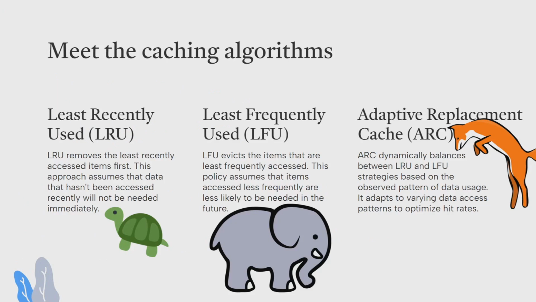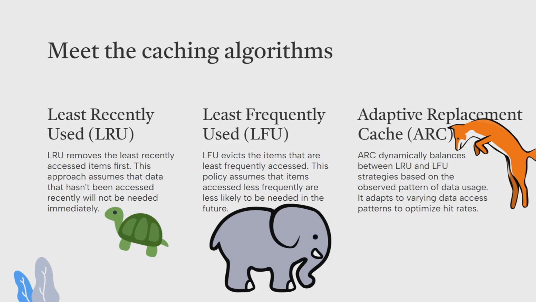So here, let's finally get to the bread and butter, the caching algorithms themselves. Here we have least recently used, LRU, least frequently used, LFU, and adaptive replacement cache, ARC. LRU removes the least recently accessed item first. This approach assumes that the data that hasn't been accessed recently will not be needed immediately. And the reason that there's a turtle right here is because this approach is the simplest. So it's the most simple and the most steady. So a turtle.